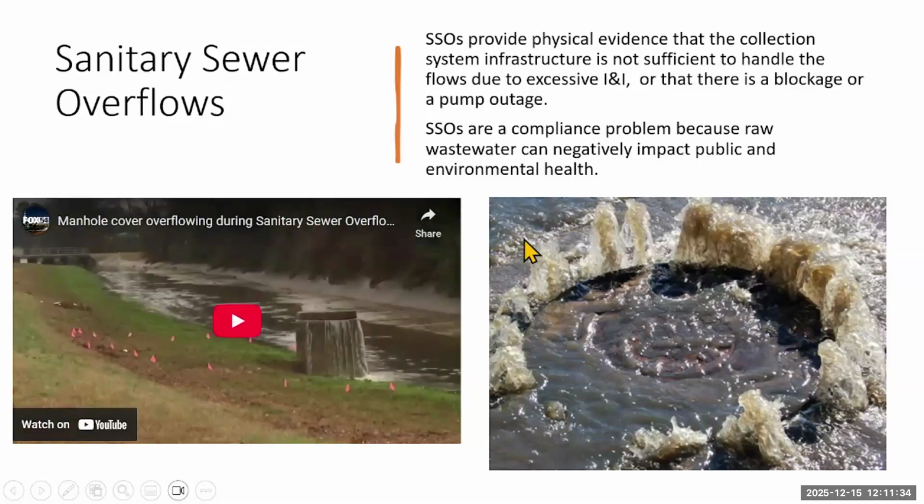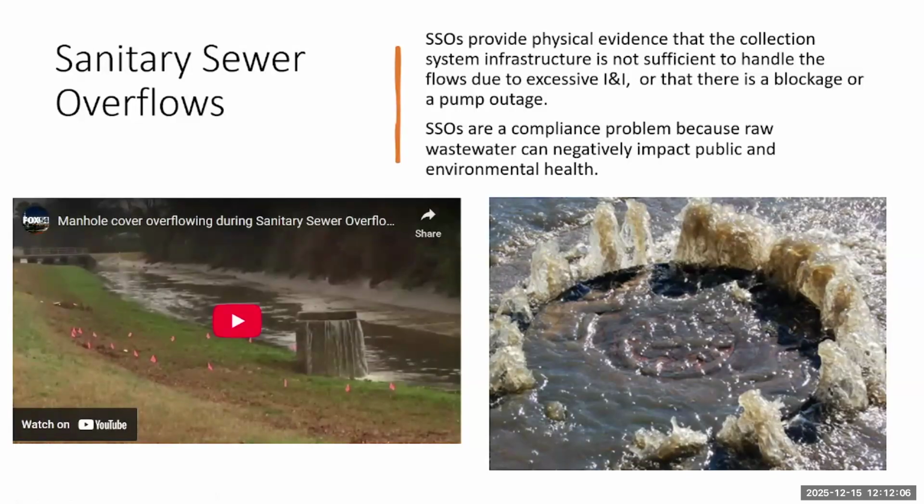So, sanitary sewer overflows. When they happen in the collection system, we know that the infrastructure is not capable of handling the flows that come from excess I&I. So it's either that, or there could be a blockage, or something failed, like a pump, that allows that extra water to back up or get to the point where it overflows.